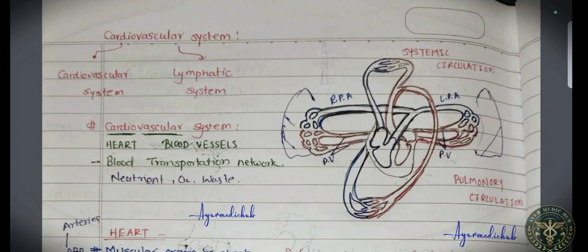Hello everyone, we are back here with cardiovascular system. So the cardiovascular system consists of the cardiovascular system and the lymphatic system. First we are going to see what the cardiovascular system is.